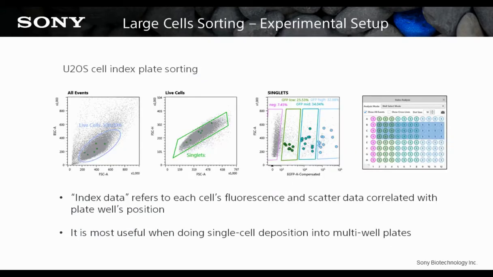Here's one good example, which is U2OS cell sorting with index function. This slide shows a typical gating scheme, starting from cells, most of which are viable, followed by singlet gating, and sorting for different levels of GFP expression at one cell per well. The two plots on the right also show you an index data analysis feature. You might ask, what is index data? Index data refers to each cell's fluorescence and scatter data correlated with plate's well position. And it is most useful when doing single-cell deposition into multi-well plates.